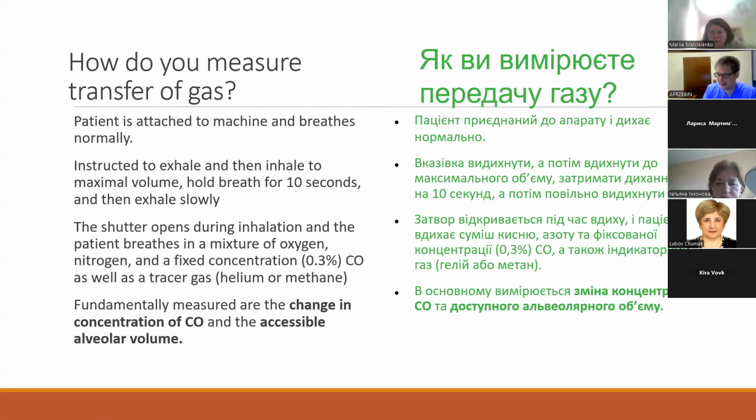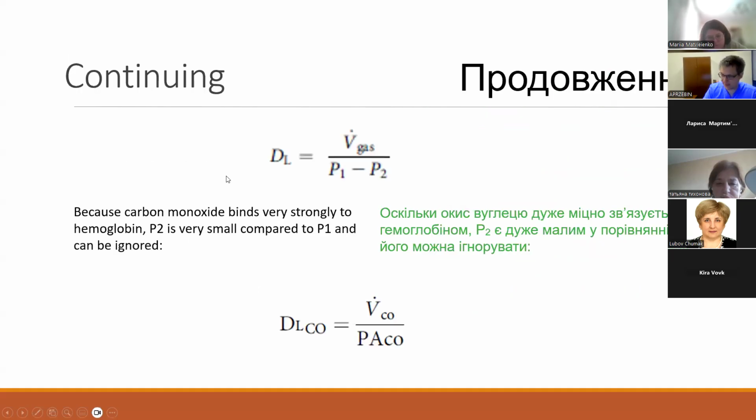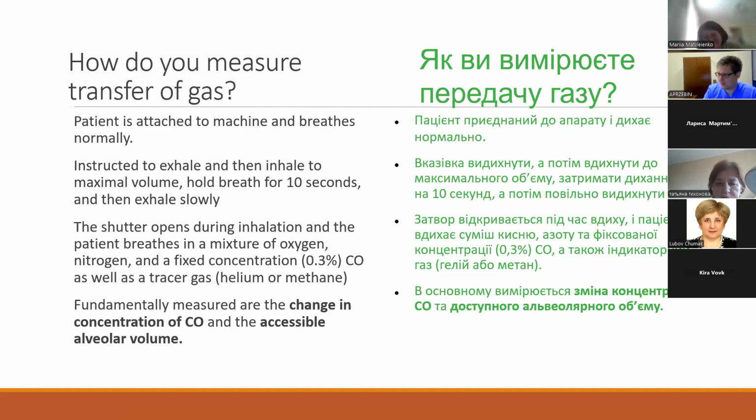So like I said at the beginning, the patient is attached to a machine and they breathe normally with a tight seal around a tube that has gas of normal concentrations. And then the patient is instructed to exhale and then inhale to the maximal volume and hold breath for 10 seconds and then exhale slowly.